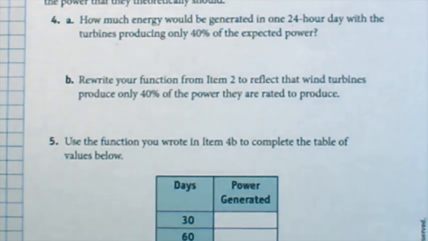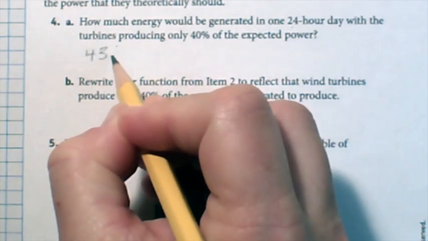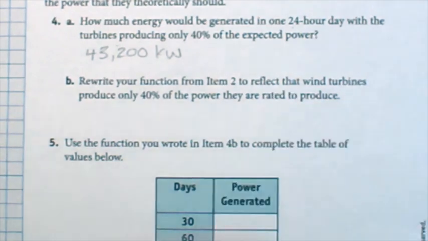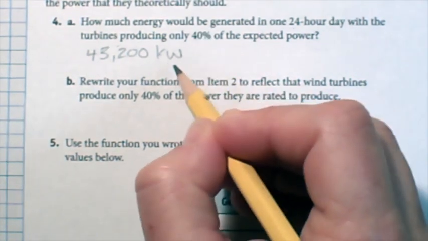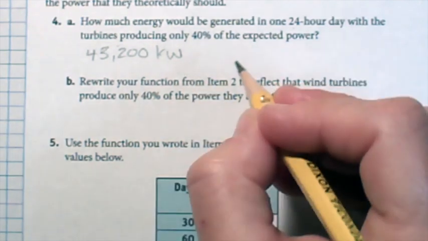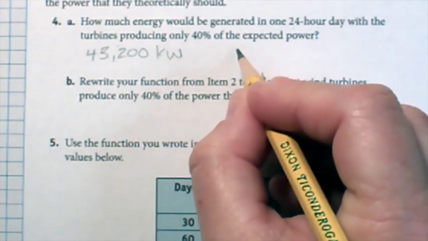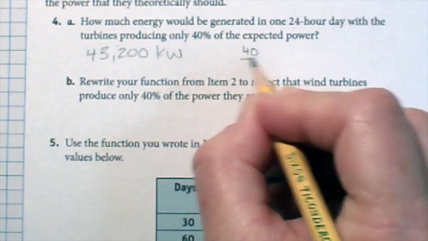For a 24-hour day, we said 43,200 kilowatts in a full day running at full power. So what we want is 40% of this number. Do you guys remember your percents? It's been a while. So 40%, we could write a proportion.